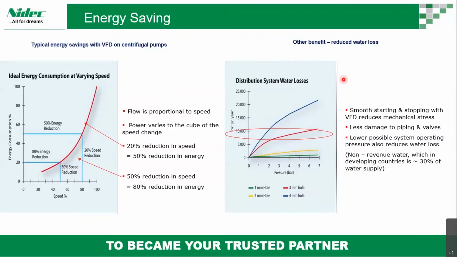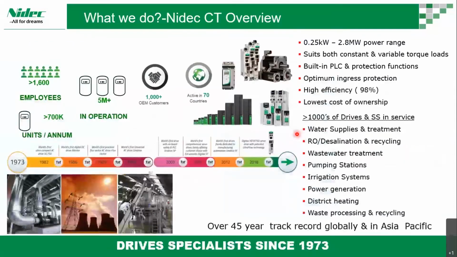Other than energy savings, what other benefits can we get from using a VSD? We can use it for reduced water loss. How? We can use it for smooth starting and stopping. With the VSD there is reduced mechanical stress, less damage to piping as well as valves, and a lower possible system operating pressure, which also reduces water loss. This is one way we can save water losses in the distribution system.